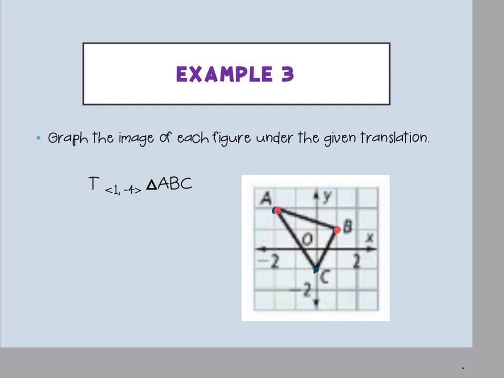All right, so what are the coordinate points? Are they going by ones or twos this time? By one. So if I want to give the coordinate point to A, it would be what? Negative 2, 2. What's the coordinate point on B? 1, 1. And C? 0, negative 1. So those are all my original points, right?